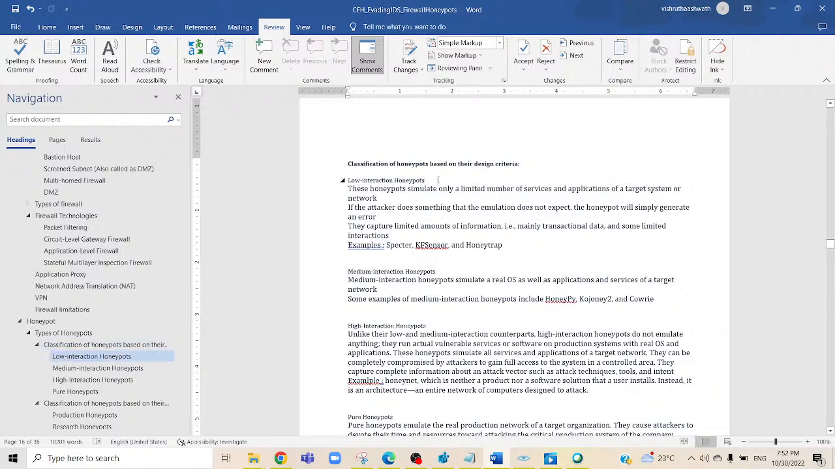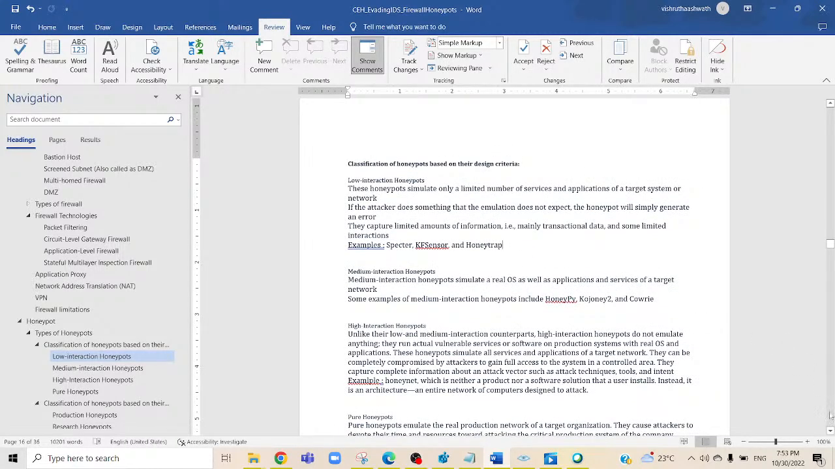Low interaction honeypots. These honeypots simulate only a limited number of services and applications of a target system or network. If the attacker does something that the emulation does not expect, the honeypot will simply generate an error. They capture limited amounts of information, that is, mainly transactional data and some limited interactions. Examples: Spectre, KFSensor, and HoneyTrap.